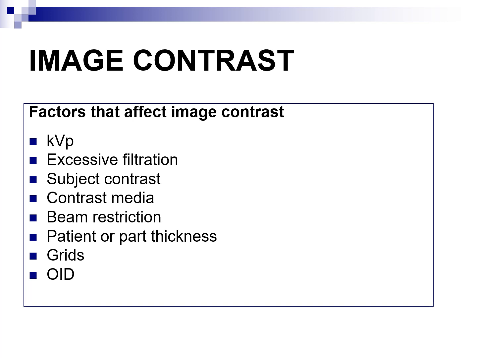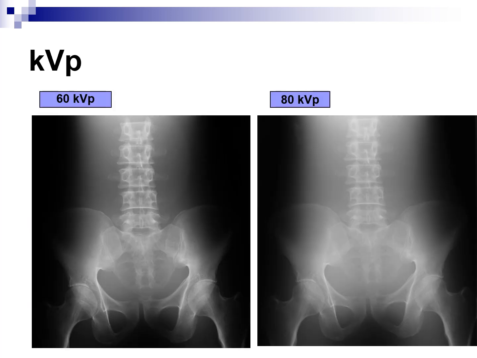So factors that affect image contrast. We're talking here about kVp, filtration, subject contrast, contrast media, beam restriction, patient or part thickness, grids, and OID. So looking at kVp, 60 kVp provides an overall black and white image which has higher contrast, and it has a short scale of contrast. In the image on the right-hand side, we're looking at 80 kVp having been used, and with this one, the contrast was low with a longer scale of contrast, so the image overall was gray.